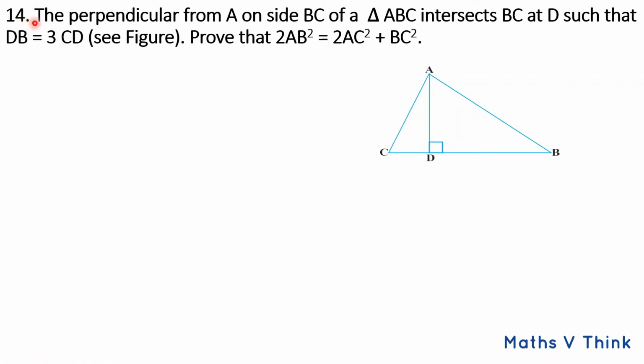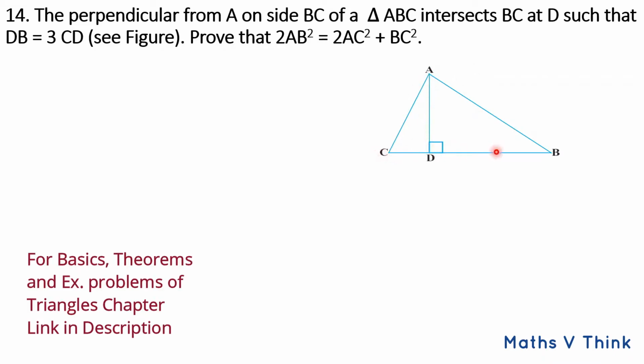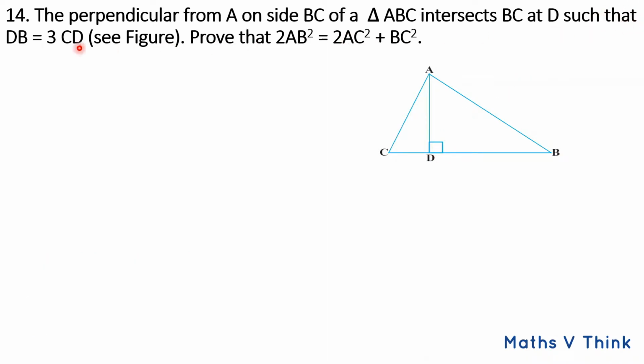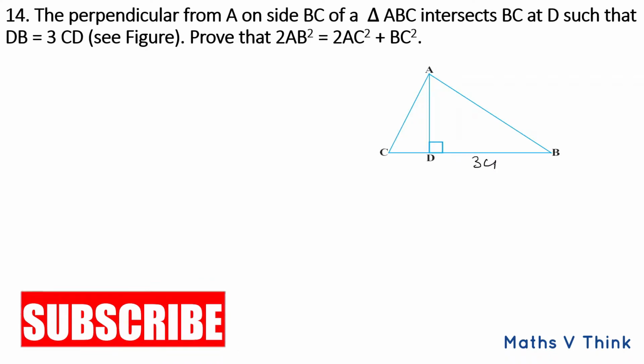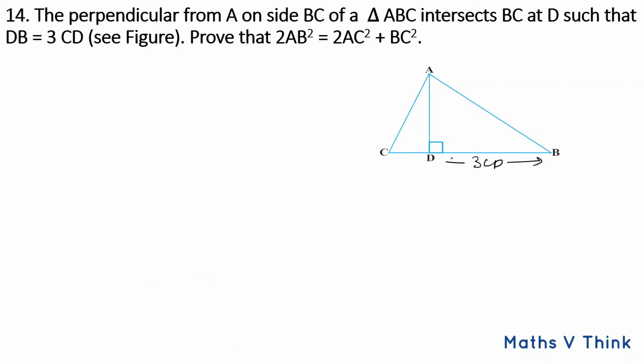The 14th question says the perpendicular from A on side BC of a triangle ABC intersects BC at D, such that DB is equal to 3CD. Prove that 2AB square is equal to 2AC square plus BC square. So they gave DB is equal to 3CD, this length.